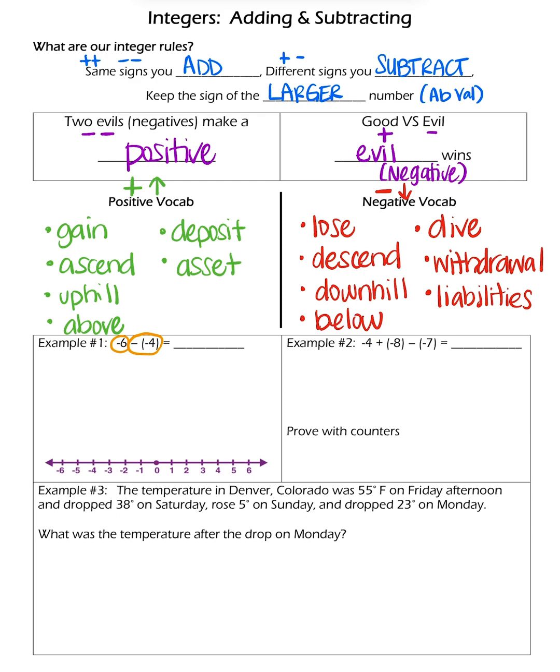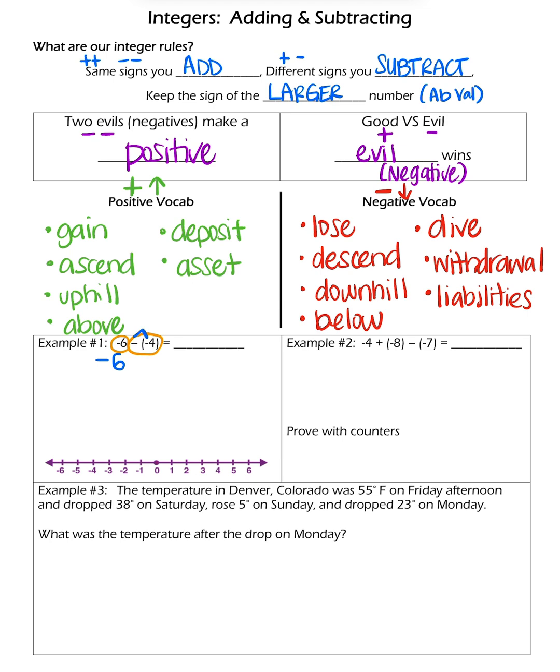So if I was going to rewrite -6, what would I write? Well, I would just write -6. There's only one sign, so I know that's the number -6. Now, the next one is a little tricky because we have two negatives. So what did we learn about two negatives?